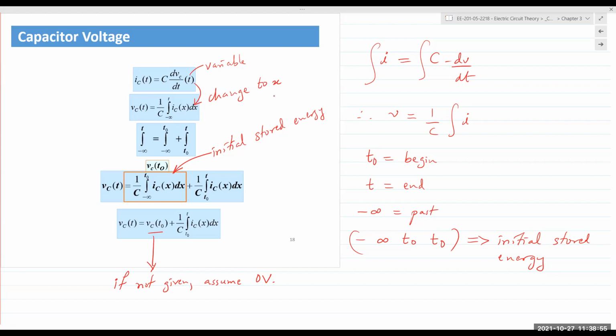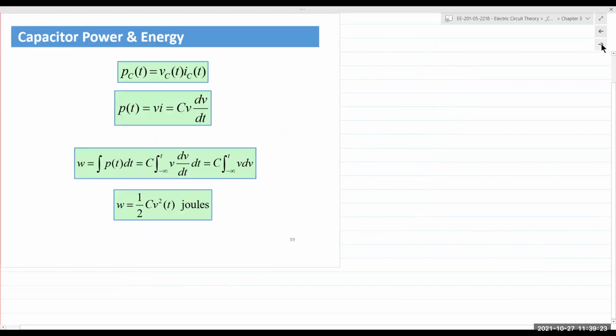So if you ever read a book or if you're taking someone else's class and you see a change like this, well, that's the purpose of the change. That's all. We just change out the variable. Does that make sense? So now Vc of t is 1 over c integral 0 to t I of x dx. Power is still the product of voltage and current. So Pc of t is Vc of t times Ic of t.